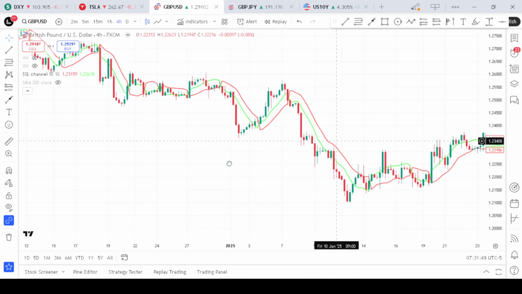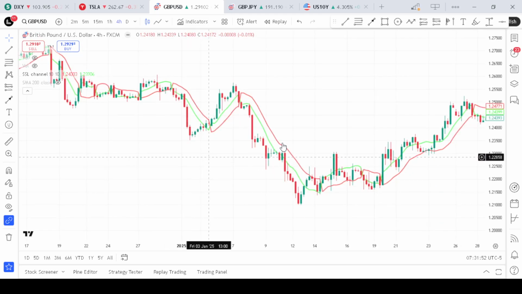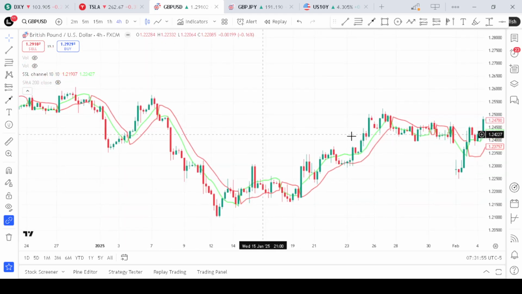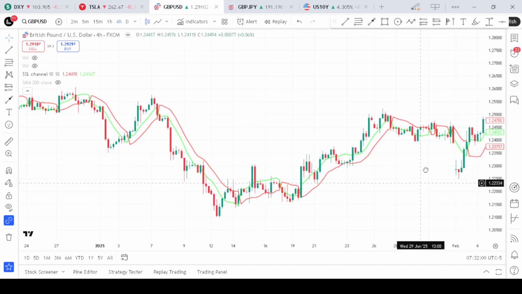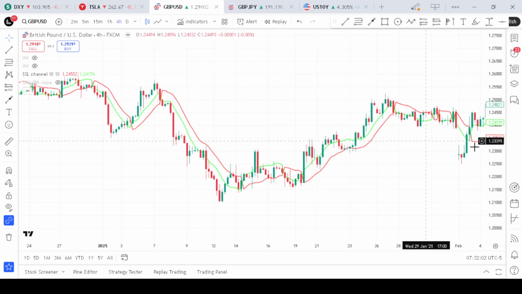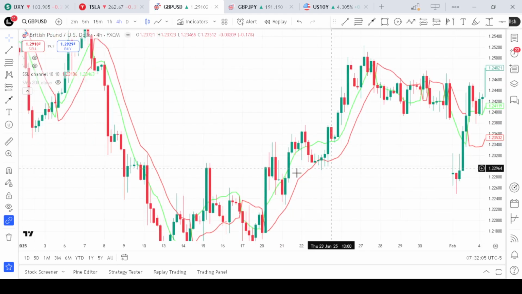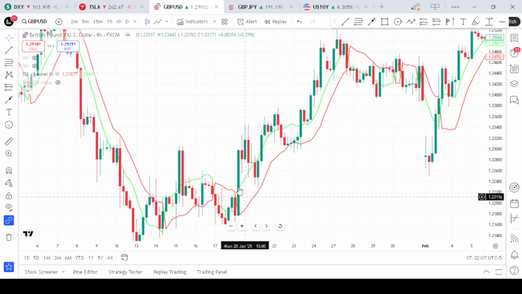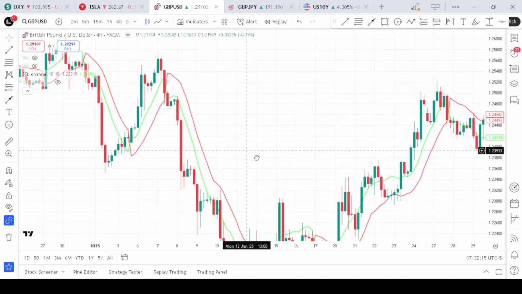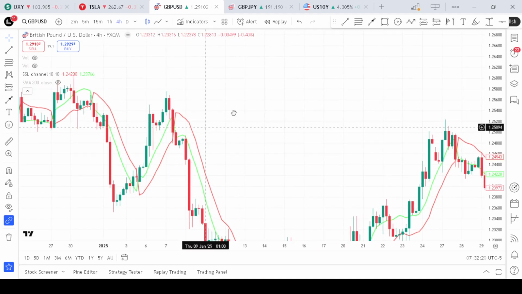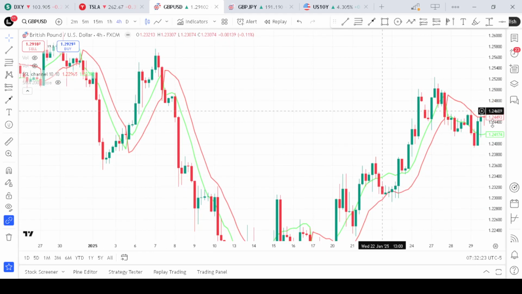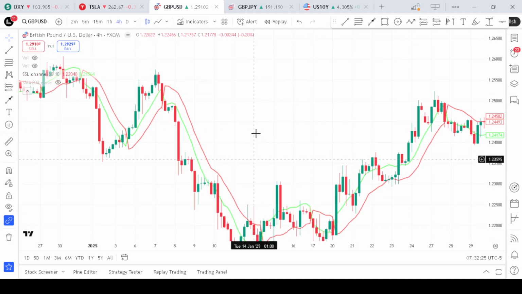For a long position, enter the market when the SSL upline crosses above the SSL downline, as you can see in this area. We enter a buying position when we see the SSL upline, which is this green line, cross above the red line. This signals a potential uptrend, while conversely we enter a short position when the SSL downline crosses below the SSL upline, as we can see on the chart.